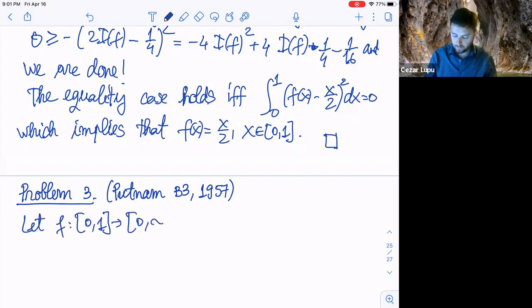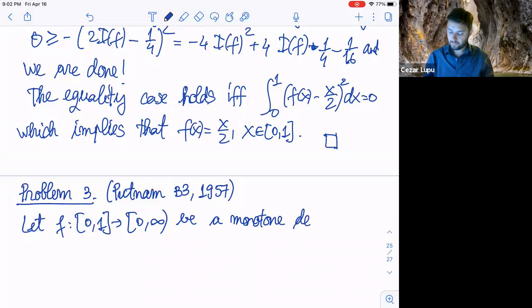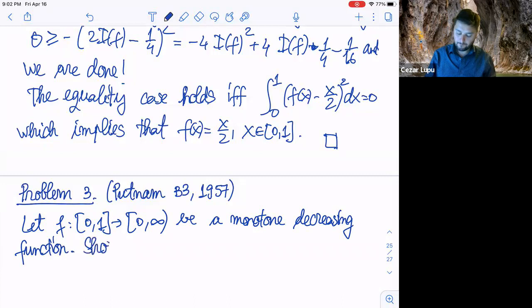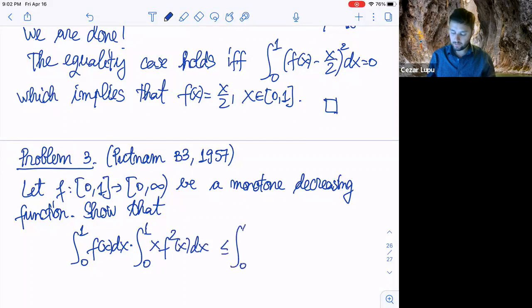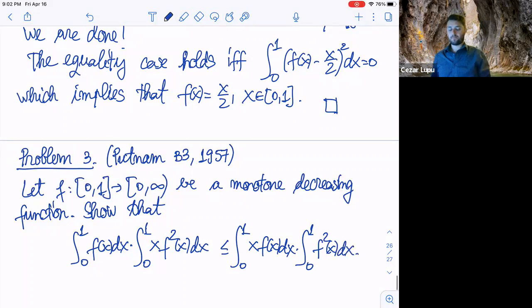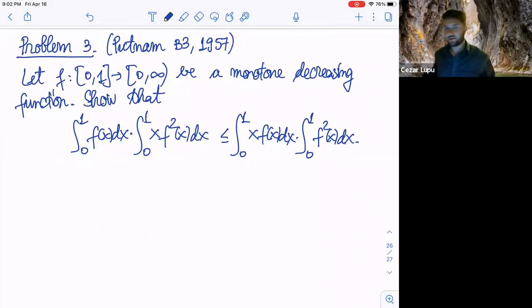and with values in the non-negative reals be a monotone decreasing function. Show that the integral from 0 to 1 of f times the integral from 0 to 1 of x f squared of x is less than the integral from 0 to 1 of x f times the integral from 0 to 1 of f squared of x dx. See, it seems similar to this one, right? But it's not. So in this case, we would like to exploit the condition that f is monotone.